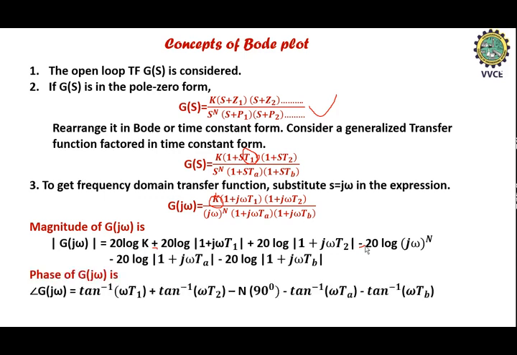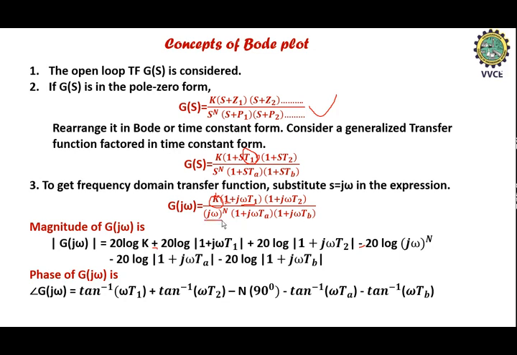and the phase can be obtained by angle of G of j omega equal to tan inverse of omega T1 plus tan inverse of omega T2. So tan inverse of imaginary part divided by real part. Here the imaginary part is omega into T1 and the real part is 1. So instead of writing 1, we can directly write it as tan inverse of omega T1 plus tan inverse of omega T2. In the denominator, we can write it as this.